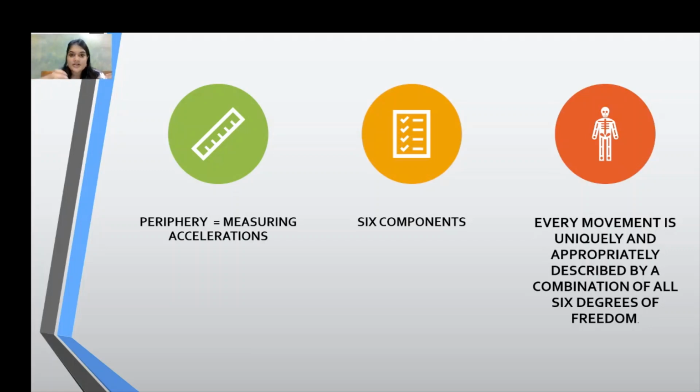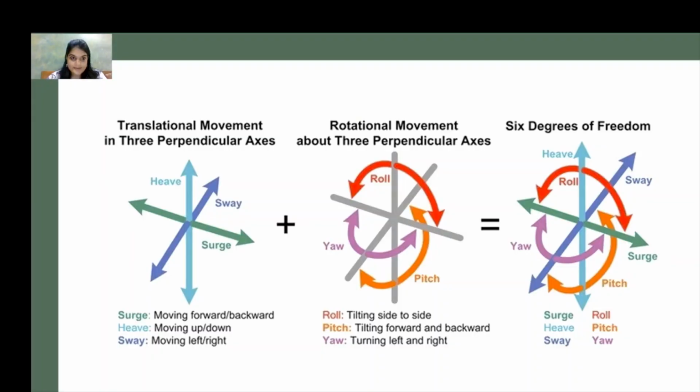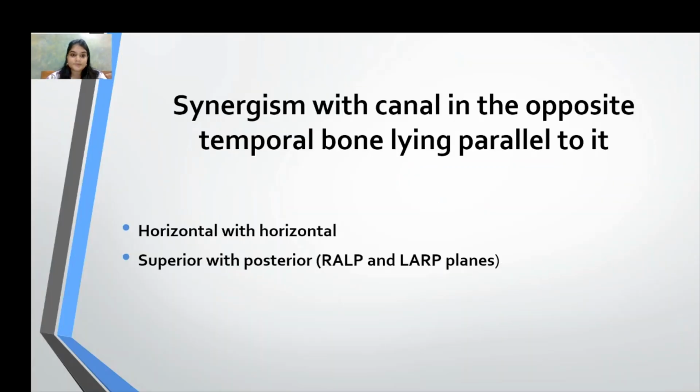which can be measured by the human vestibular apparatus. These are the movements. You know there are x, y, and z axes. So there is translation, or linear movement, along the x, y, and z axes, known as surge, heave, and sway. Also, there is rotational movement along the three axes: rotation along x, rotation along y, rotation along z, which is known as roll, pitch, and yaw. And these two merge together to form six components, or 6 degrees of freedom of movement.